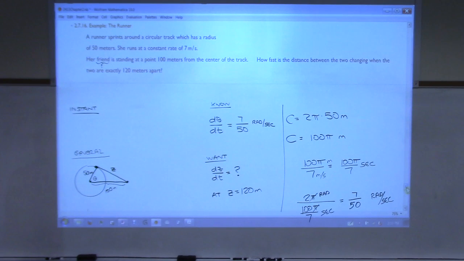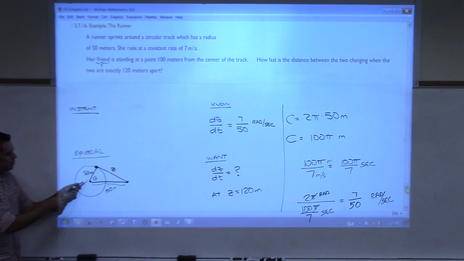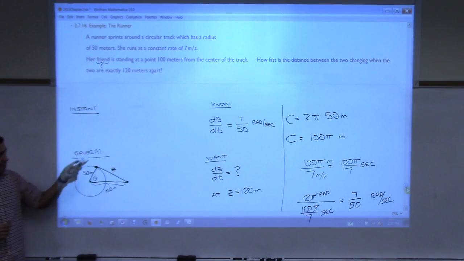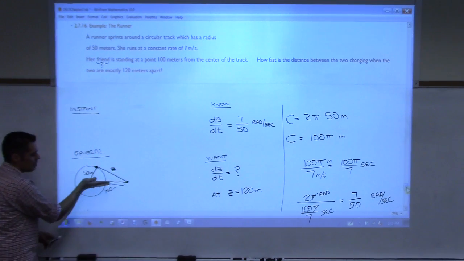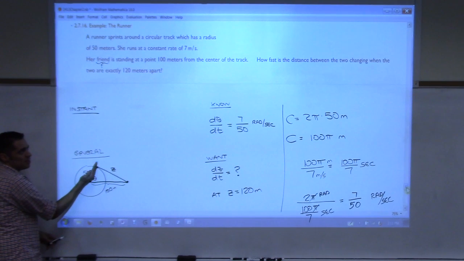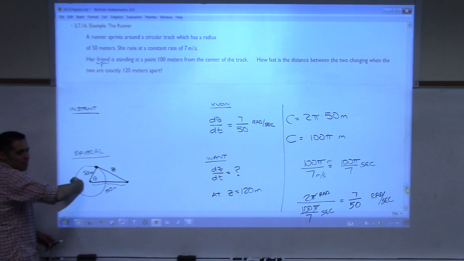All right. So is this part of the general picture? Good. Well, yeah, because I put theta in the picture, didn't I? So that's theta. Well, that's d theta dt, right? We know how fast this angle is changing. I can tell you right now that that angle changes at 7/50ths of a radian per second. That's how fast that angle is changing as she runs around.